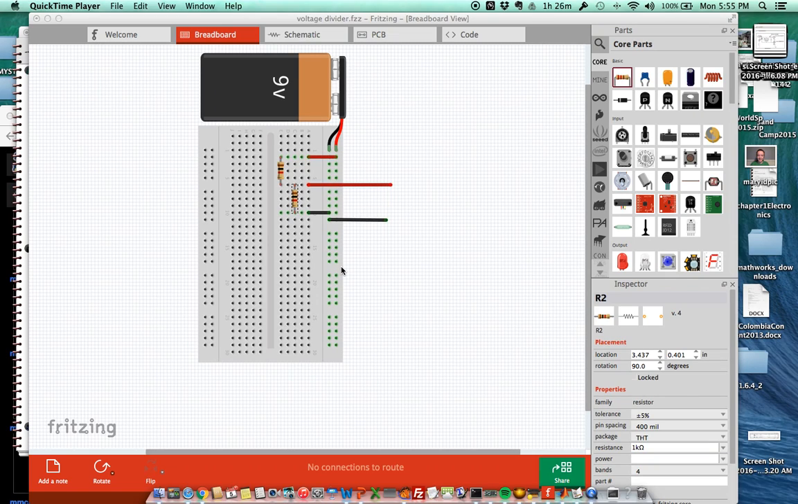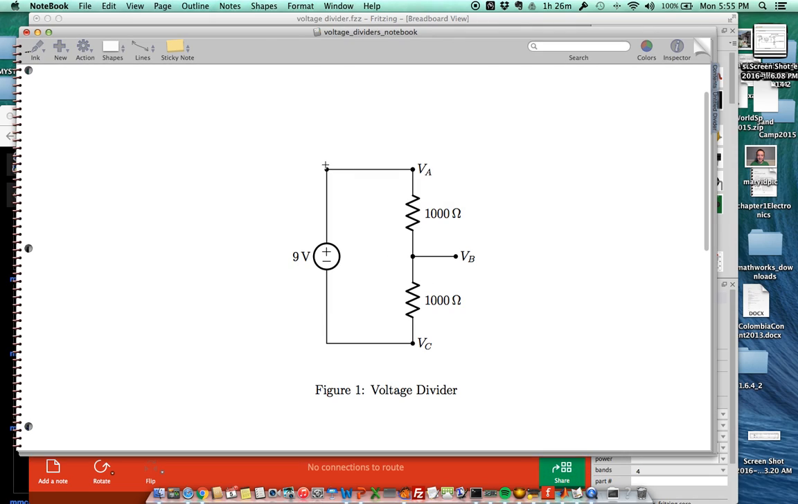We're going to continue on with our voltage divider here, where I have 9 volts and 2 resistors, and we're going to go over and do some calculations. So here is the circuit diagram that matches that wiring diagram, and notice that I have a 9 volt power supply and 2 resistors, each 1000 ohms. I'm going to call this resistor R1 and this resistor R2.